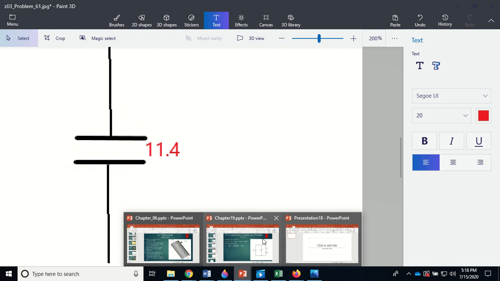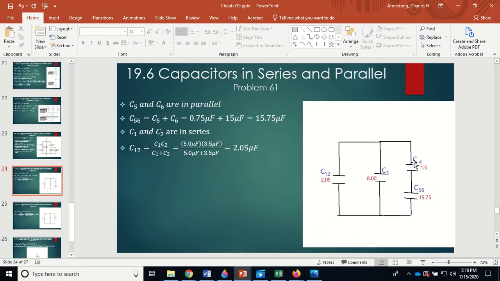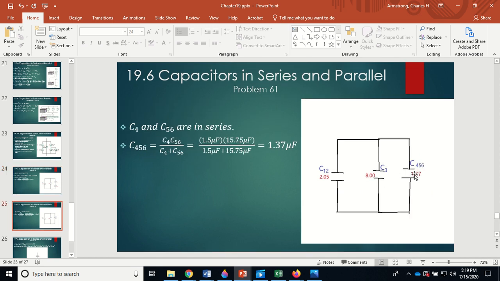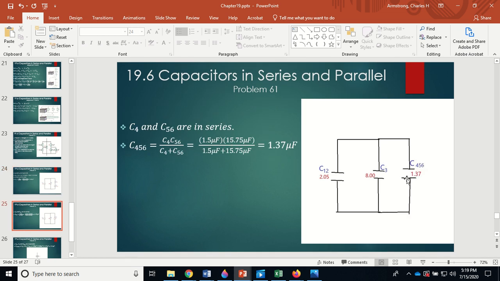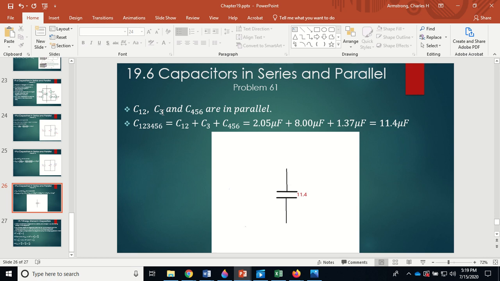All right. So these two are in parallel, so we simply do this, and we end up with these three in parallel. These two are in series, so we got to do this. We end up with these three in parallel, so then we just have to add them. So we add them up. C1, C12, C3, and C456 are in parallel, so we just add them all up. We get 11.4 microfarads.